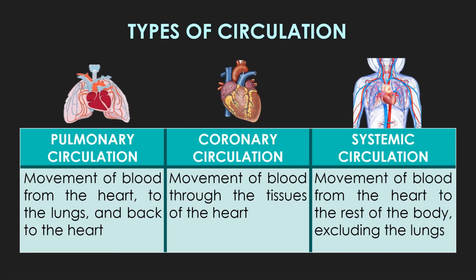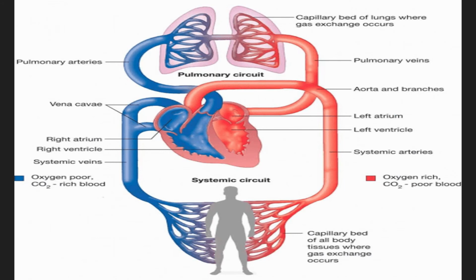There are three types of blood circulation. First is the pulmonary circulation, which is the movement of blood from the heart to the lungs and back to the heart. Second is the coronary circulation, which is the movement of blood through the tissues of the heart. Third is the systemic circulation, which is the movement of blood from the heart to the rest of the body, excluding the lungs. Try to look at this diagram of blood circulation.